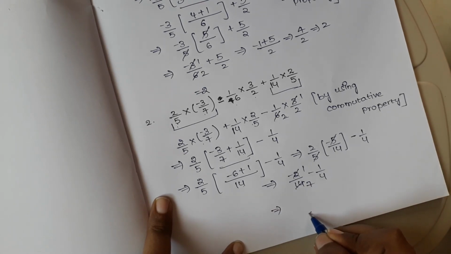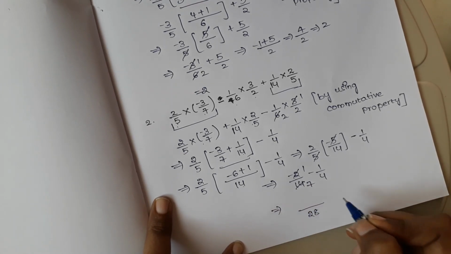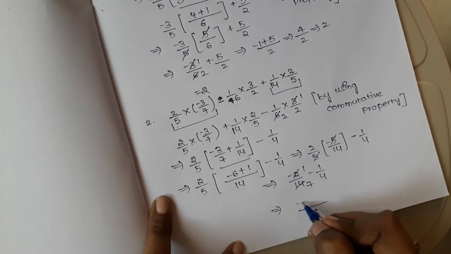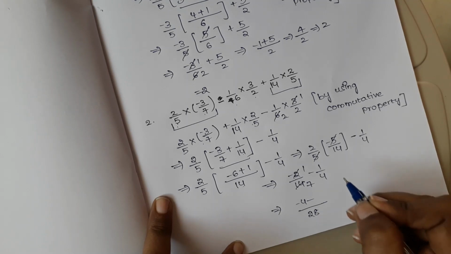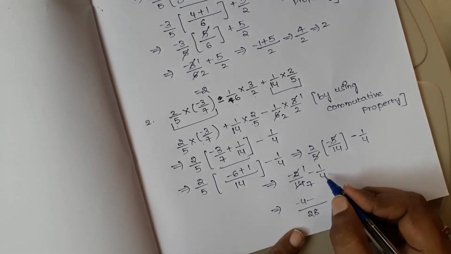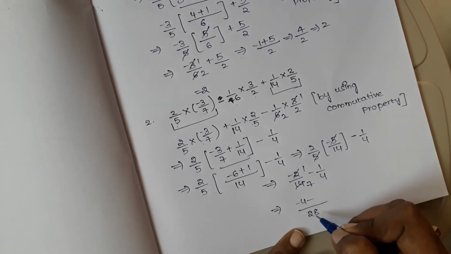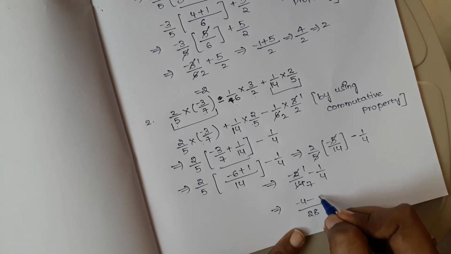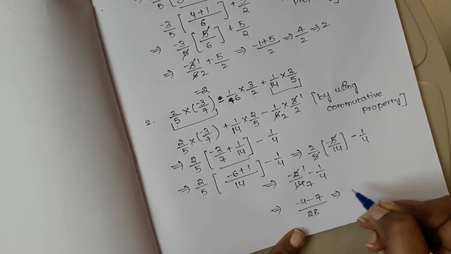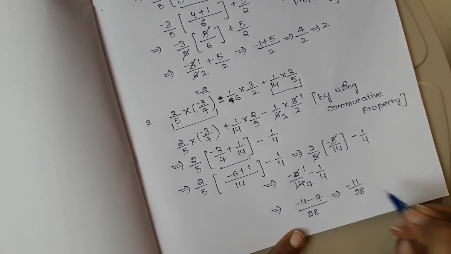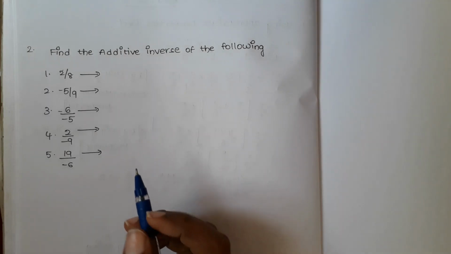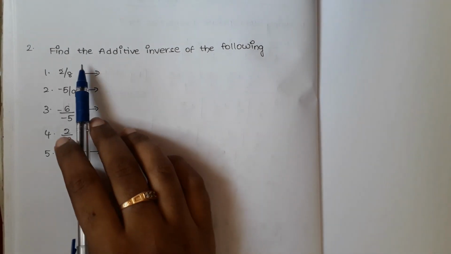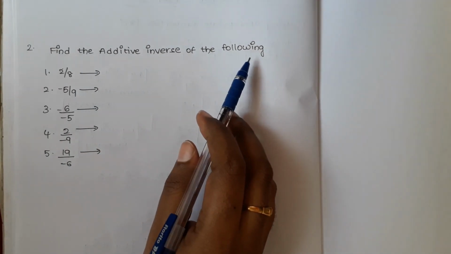Now the LCM should be taken. 7 4s are 28, minus 4, plus 4 7s are 28. 28, that is 7 is the factor, and 7 into 1 is 7, that is minus 11 by 28 is the answer. Okay, now let us see the second question, that is find the additive inverse of the following.